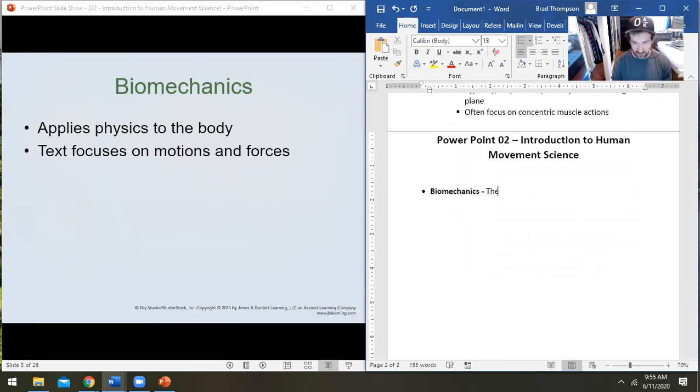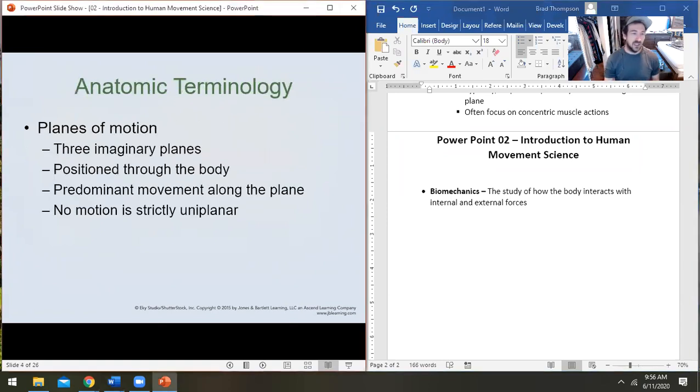It is the study of how the body reacts and interacts with internal and external forces. God, my ears are clogged.